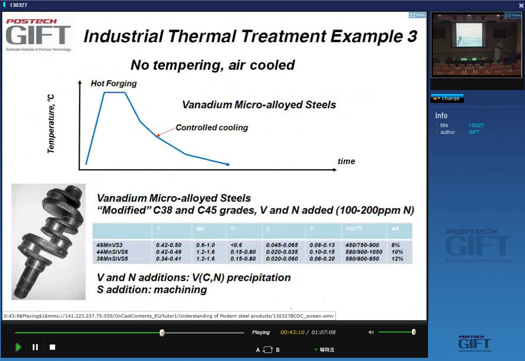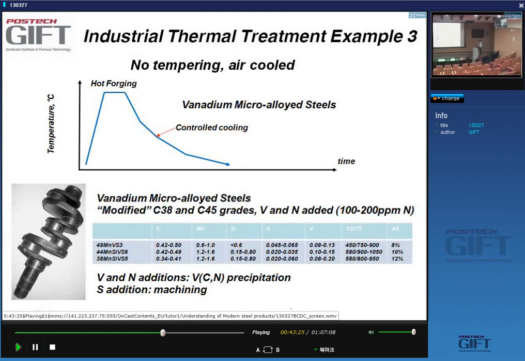Right? And a typical example here of these vanadium microalloyed steels, the hardening is realized by precipitation strengthening. And you can see here the vanadium is of the order of 0.1%, and you precipitate vanadium carbides and vanadium nitrides.